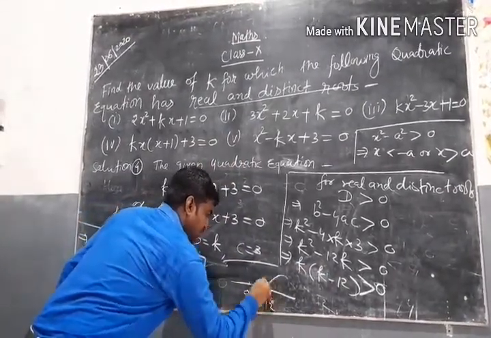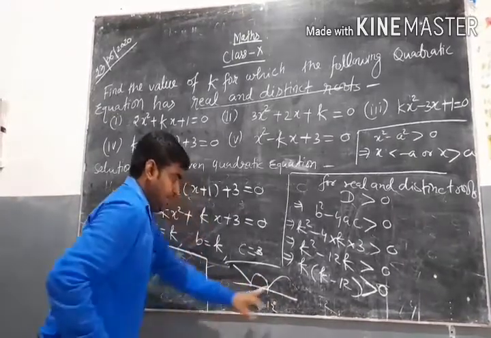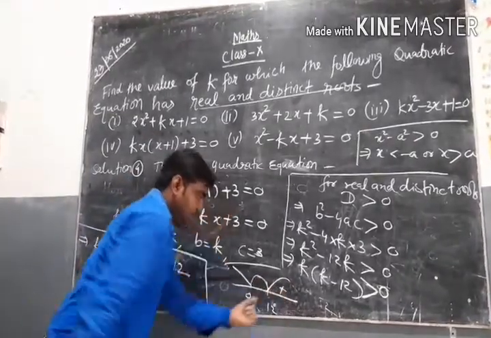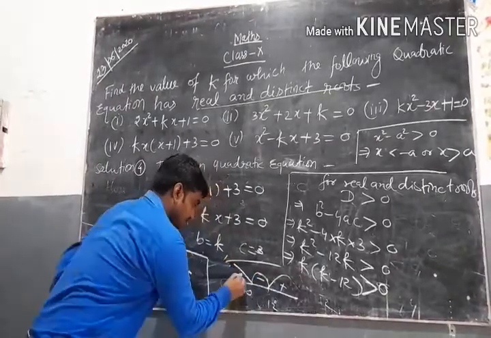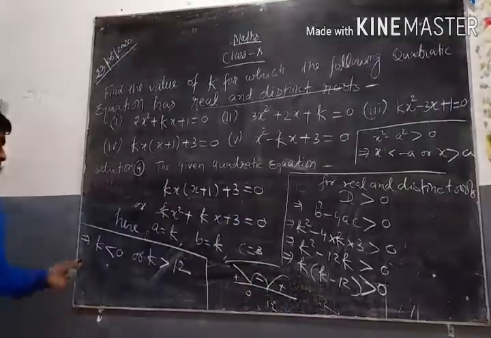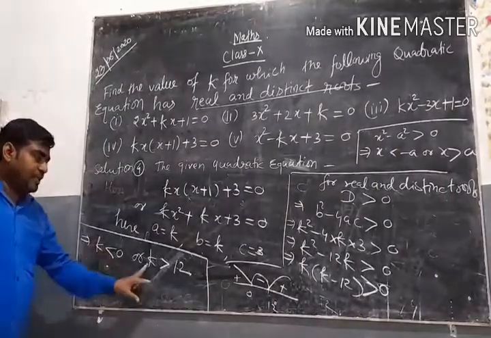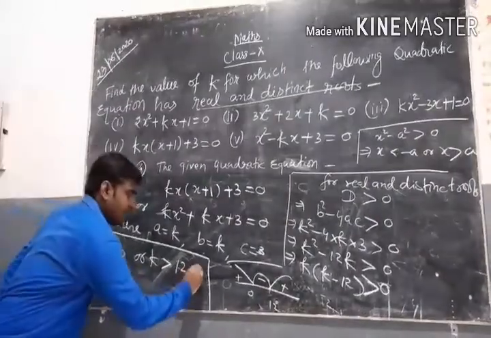And you must have seen the number line. In this interval the value of k is plus, in this interval it will be minus, and on keeping the equality, here it will be plus. So we can say that the value of k is less than 0 or k is greater than 12. So this is our required solution.